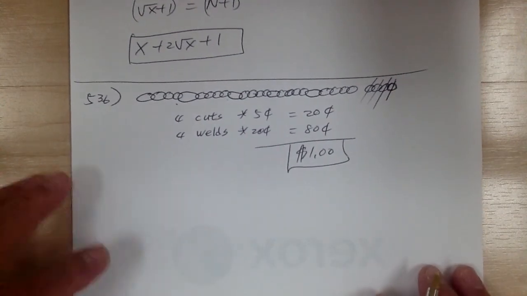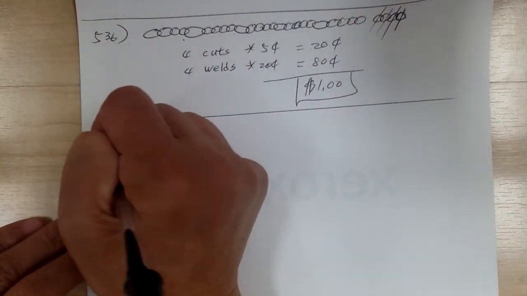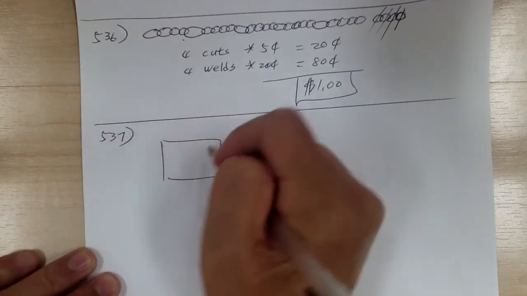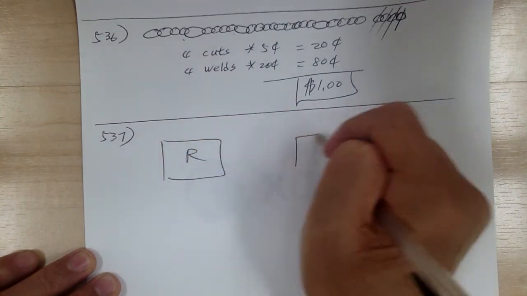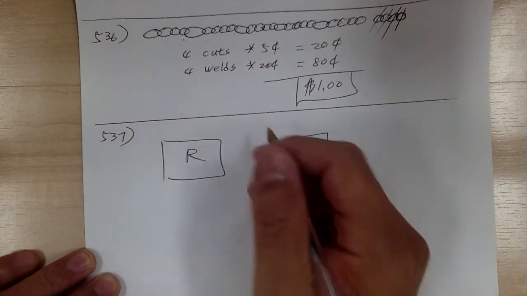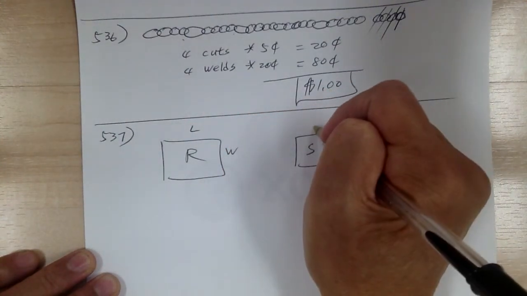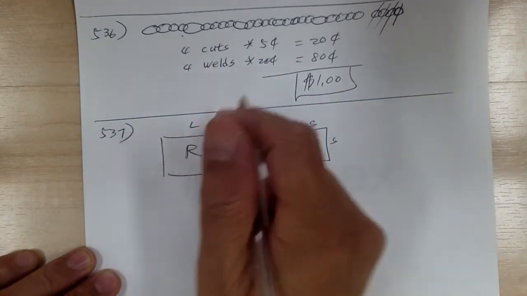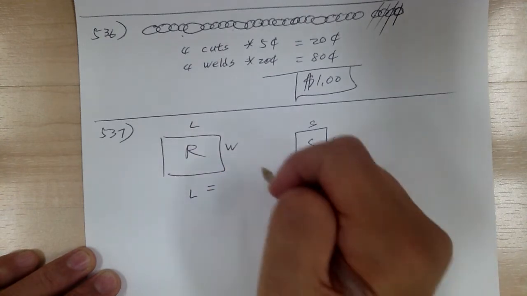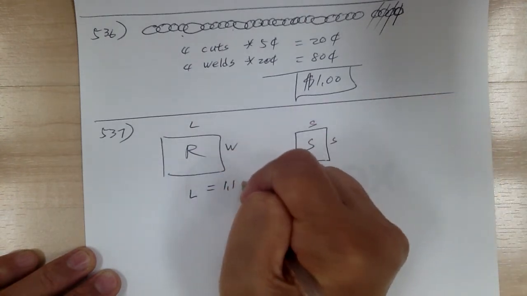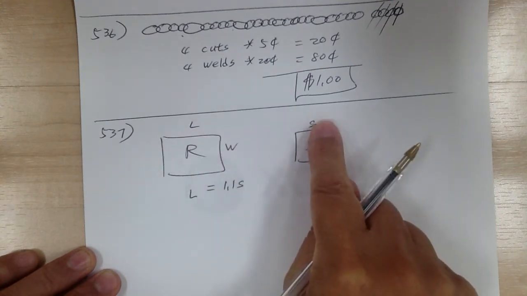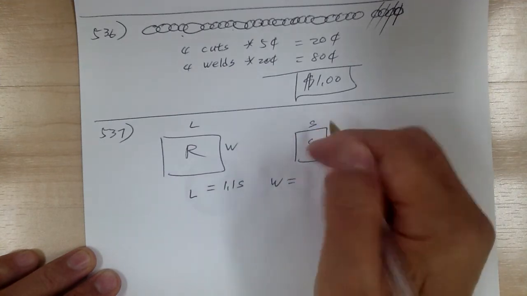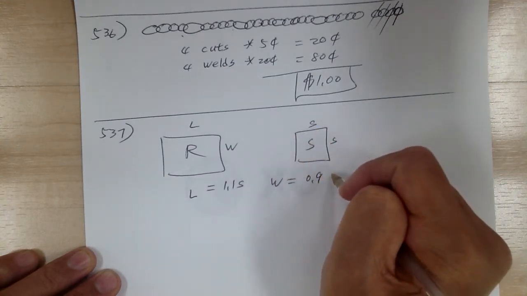Okay, let's go to the next one. The length of the rectangle R. So this is R, and this is the square, and I'm just going to call the side S. So the length of the rectangle R is 10% more than the side, so it'd be 1.1 S. The width is 10% less. That means it would be 90%, so it would be 0.9 S.